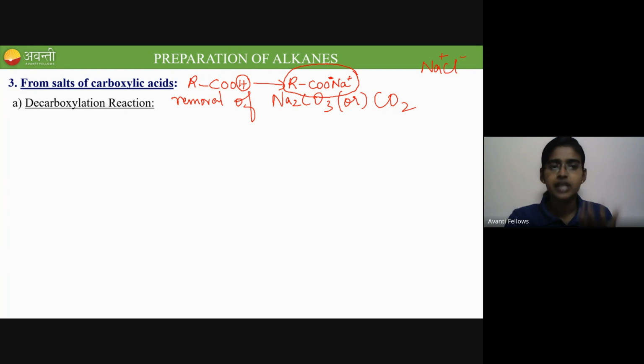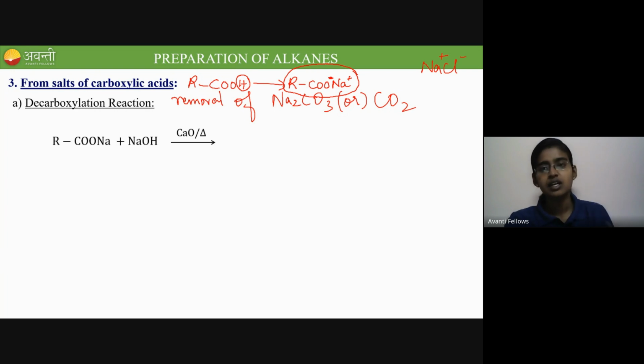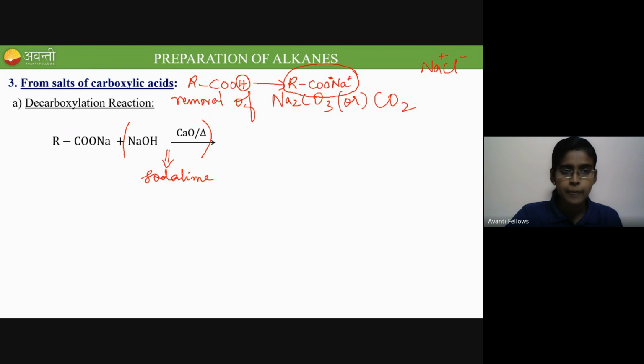So we are going to take the sodium salt of carboxylic acid as one of the reactants, and to this reactant a mixture is going to be added. That mixture is NaOH and CaO, sodium hydroxide and calcium oxide. This mixture is called soda lime. On addition of this soda lime mixture to the sodium salt of carboxylic acid, Na2CO3 is going to be eliminated. I told you, removal of Na2CO3 is called decarboxylation. So how are we going to remove that Na2CO3?